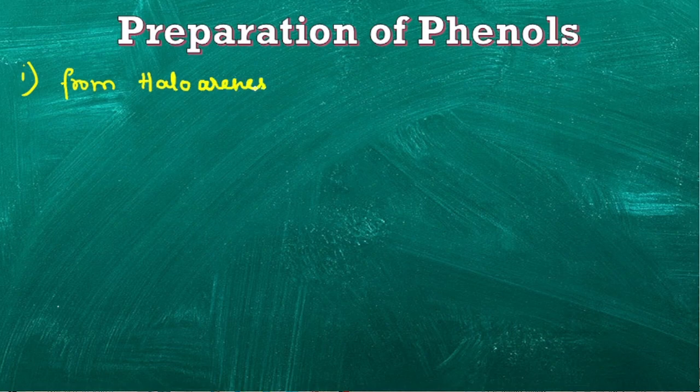So what is haloarenes? Haloarene is nothing but the benzene ring to which chlorine, bromine or iodine is attached. X atom is attached, that is called as haloarenes. Haloarenes we studied in our previous chapter. Now I am taking chlorobenzene. This is chlorobenzene.